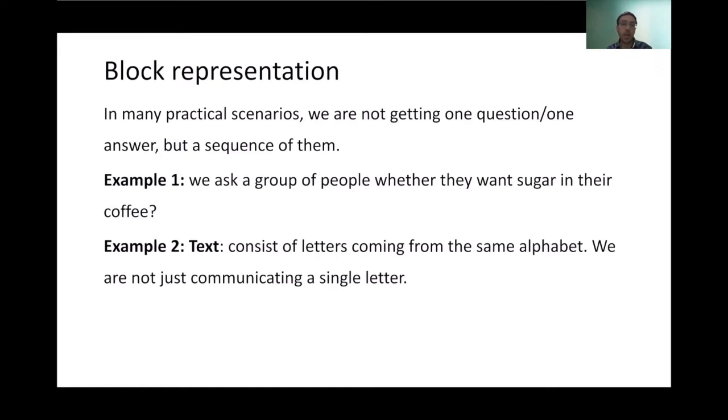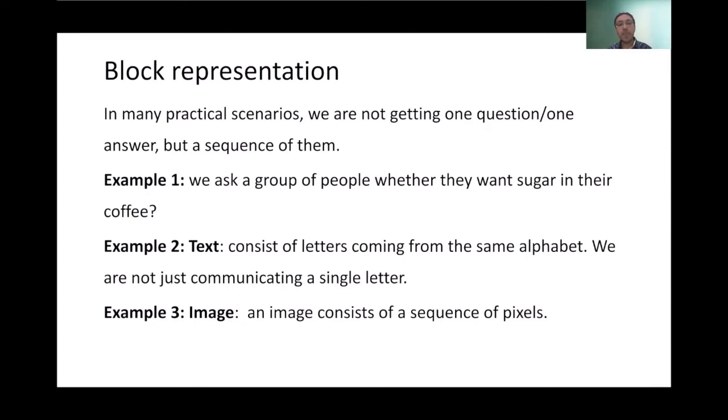We can also think of a text as a sequence of letters coming one after the other, right? So if you're given a text, we can think of the text as a sequence of letters, not just one letter. And if we want to store the text, we are basically storing a sequence of letters, not just one letter. Or even when we think of an image, we can think of it as an image consisting of a sequence of pixels, right?